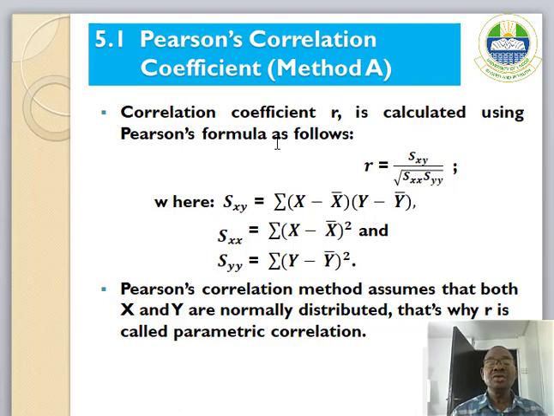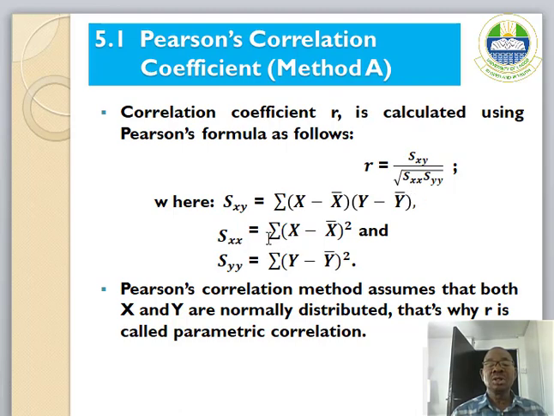Now, how do we calculate correlation coefficient? Pearson has given us a formula, and Pearson's correlation coefficient is called R. R is equal to SXY all over the square root of S subscript XX and S subscript YY. SXY is the sum of X minus X bar multiplied by Y minus Y bar.